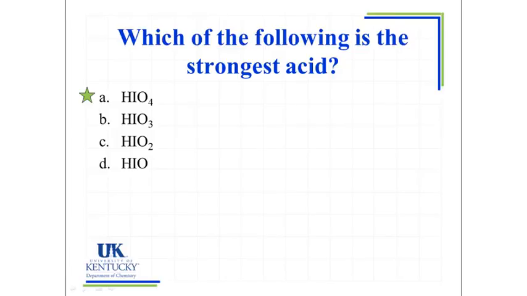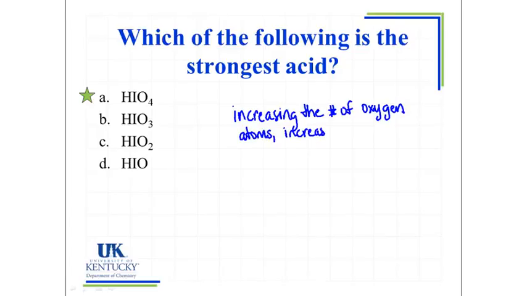Remember, our periodic trend is that for oxyacids, increasing the number of oxygens will increase the acid strength. The hydrogen-oxygen bond gets weaker, and therefore it's easier to remove that hydrogen.